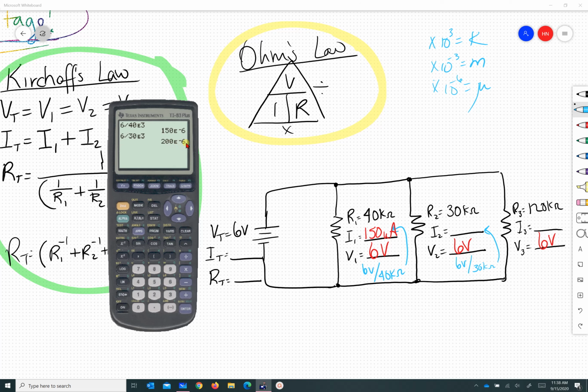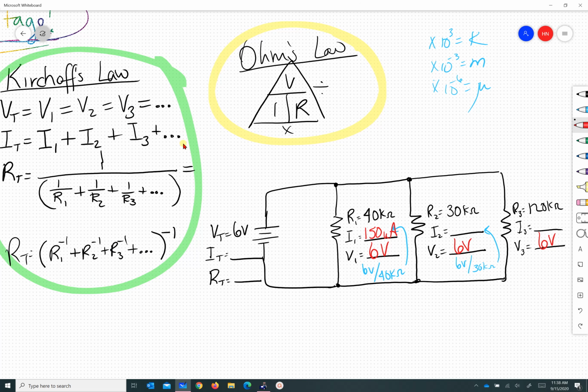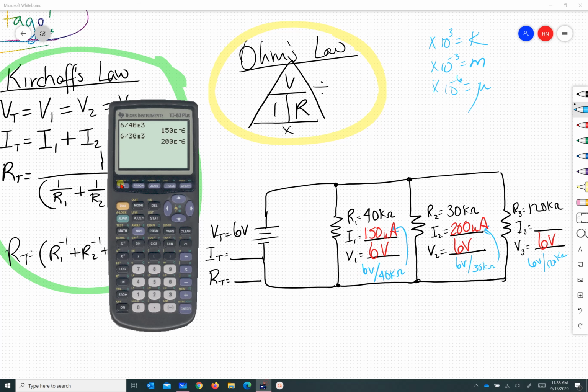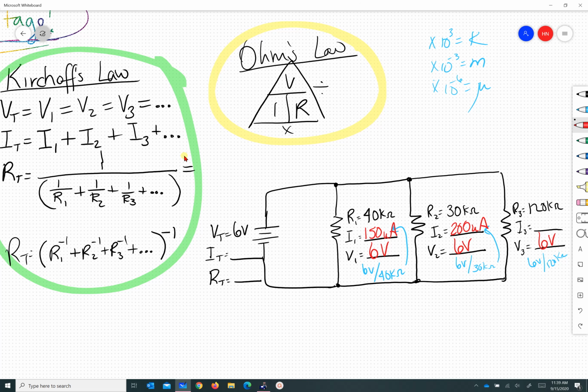200 times 10 to the negative 6 is 200 micro. So let's enter our answer, 200 microamps. And lastly, again, to solve for current on the third one, I have 6 volts divided by 120 kilo ohms. Don't forget the prefixes, otherwise you get the wrong number. 6 divided by 120 times 10 to the third power, that's kilo. And our answer is 50 times 10 to the negative 6, or 50 micro. So we have 50 microamps.